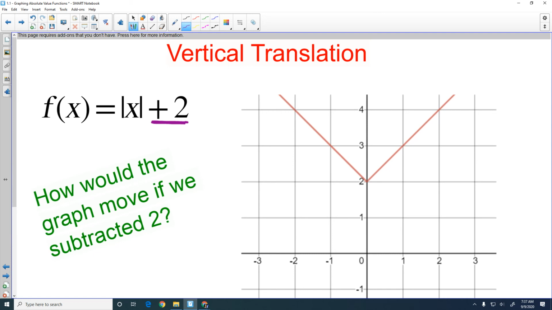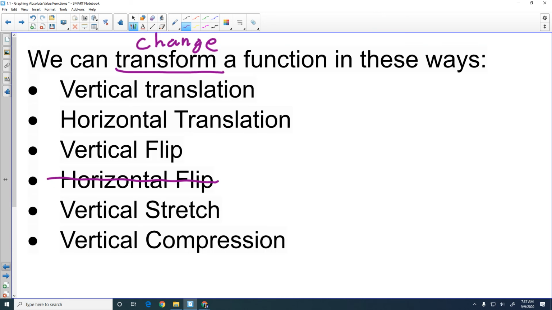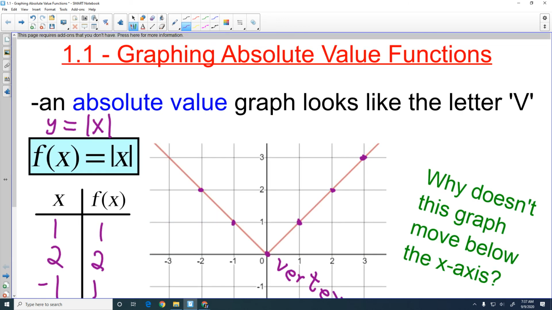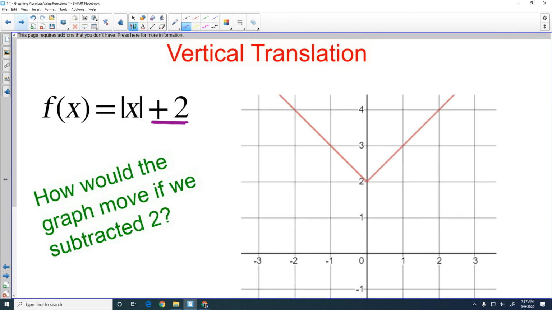You can just shout it out if you want, I know you all want to say the answer at the same time, I'm sure. So this one, vertex is at the 0. Here, where's the vertex now? Perfect. Thank you. Yes, it went up 2. So this plus 2 just made the graph move up 2 units.